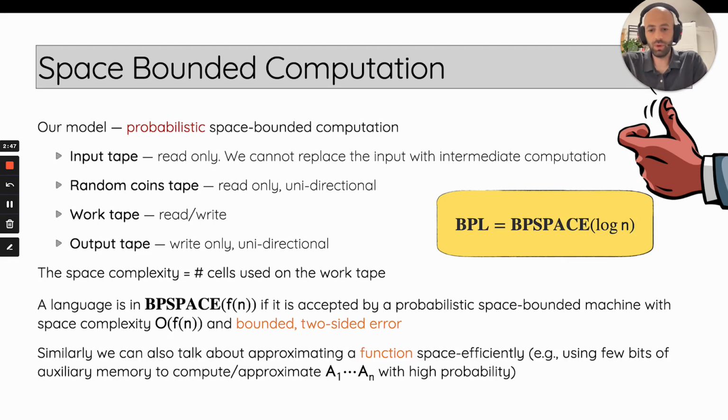And similarly, of course, we can talk about approximating the function rather than accepting or rejecting. For example, the IMM problem, where we want to use few bits of auxiliary memory to compute or approximate A1 up to AN with high probability.